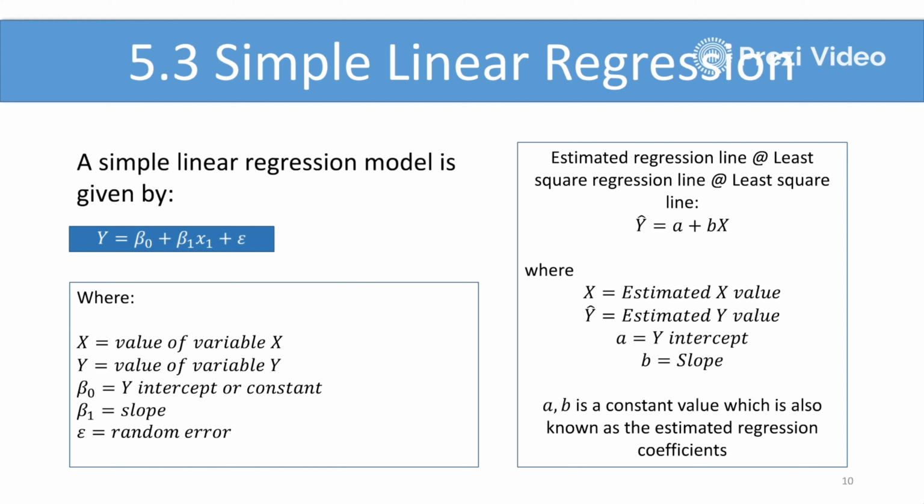And then plus bx. We know before that y is equal to mx, so m is the gradient. Here b is the gradient or slope. It is the same thing, just that previously we did not look at it as simple linear regression; we called it a linear equation. If it were quadratic, it would maybe have y equal to x to the power of 2. When we say simple linear, it means x is to the power of 1. Here, a and b are constant values, which are also known as estimated regression coefficients.